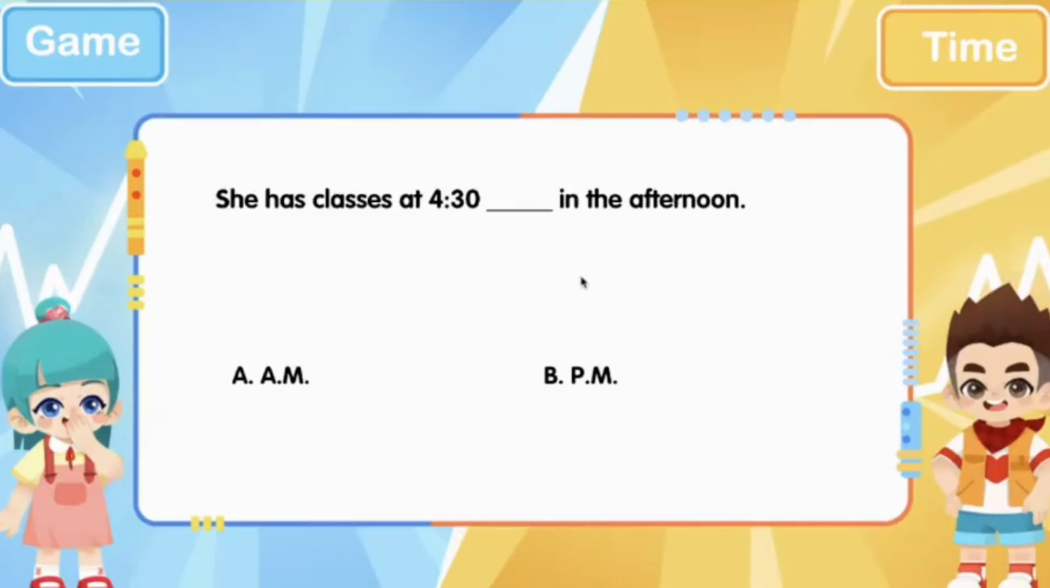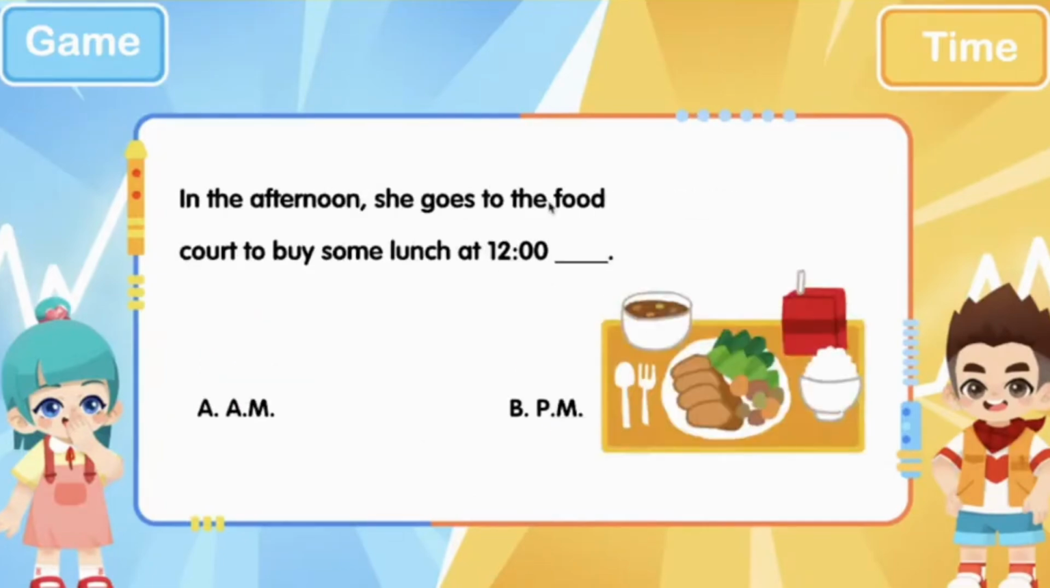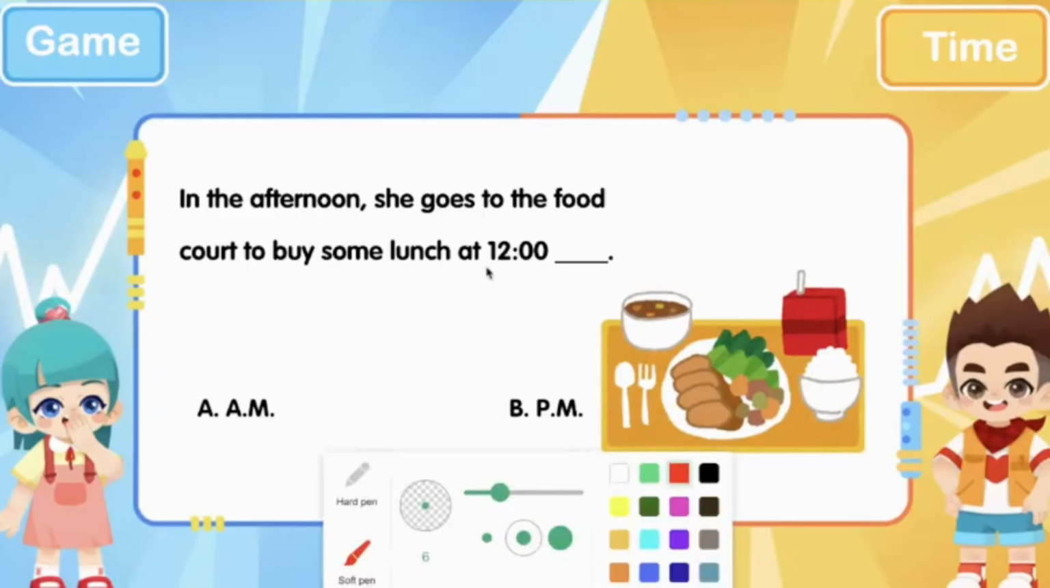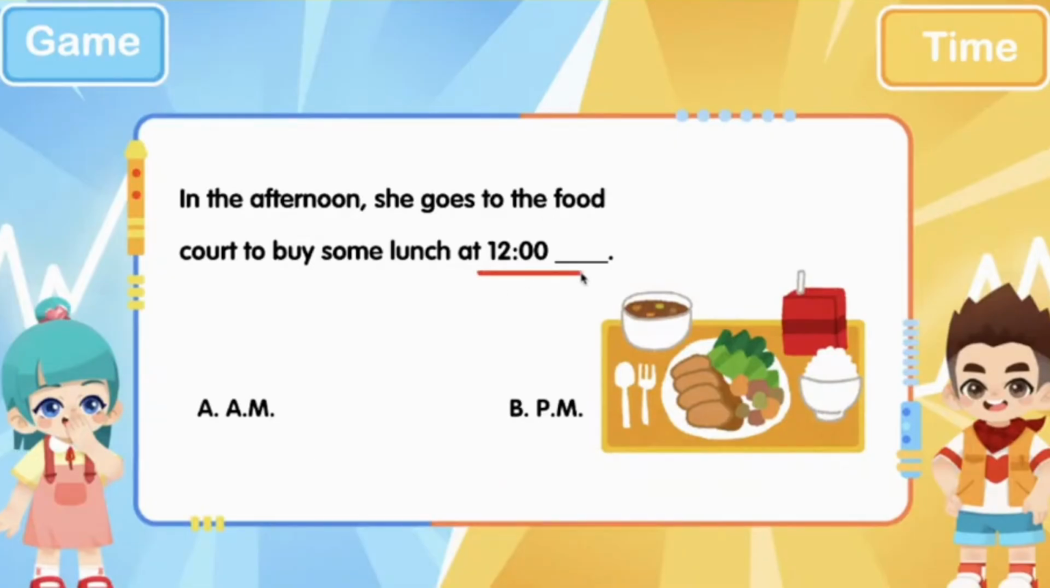Good job. Then she has classes at 4:30. What? In the afternoon. A.m.? I'm still sleeping. Okay, so the answer should be B, right? Okay, then in the afternoon, she goes to the food court to buy some lunch at 12 a.m. or p.m.?